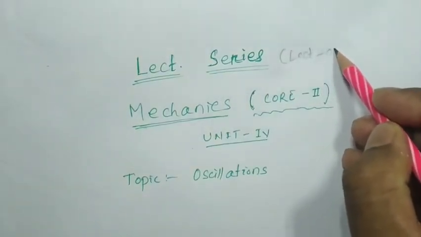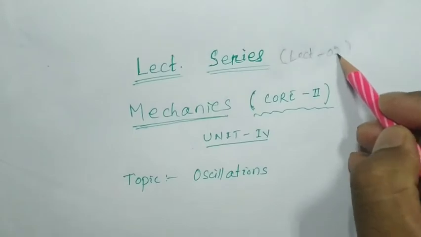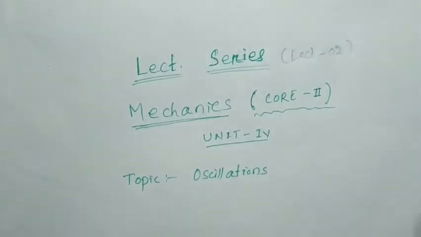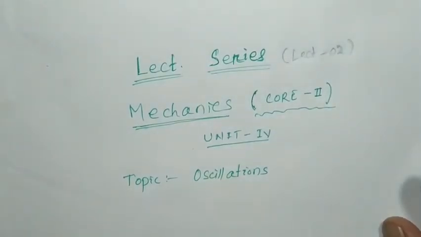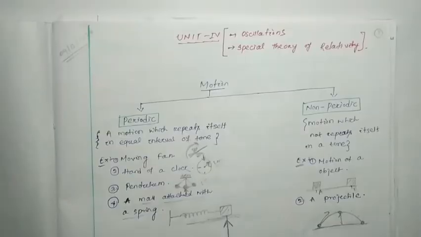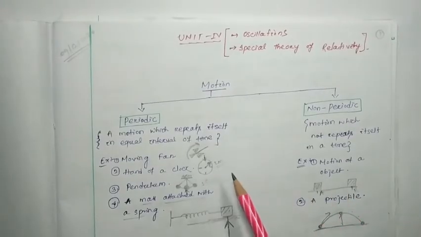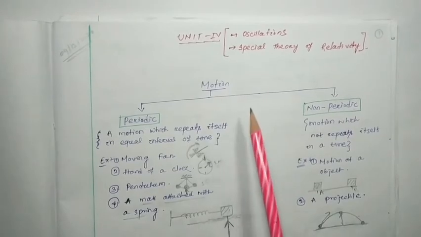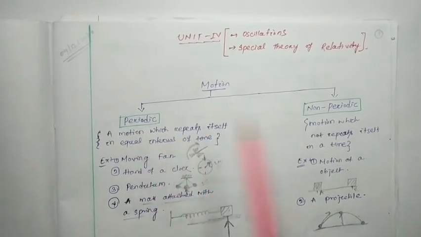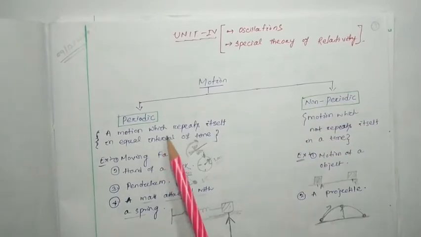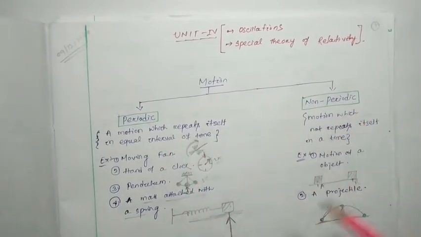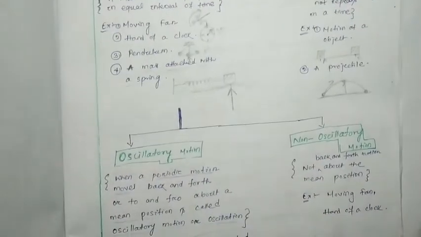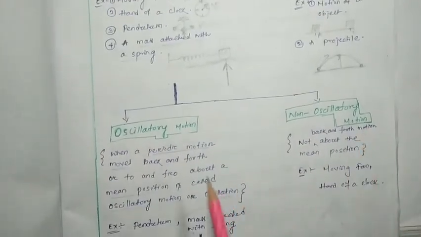In our first class, that is lecture number 1, we discussed the classification of motion. Basically, motion is classified into two types: one is periodic and the other is non-periodic. We discussed this in detail in our last lecture. In short, I am going to revise it for you, just watch.